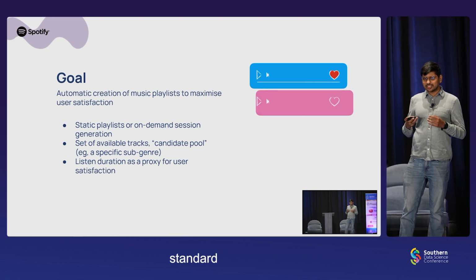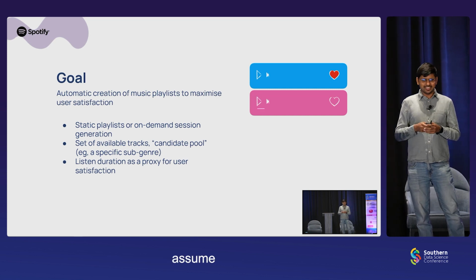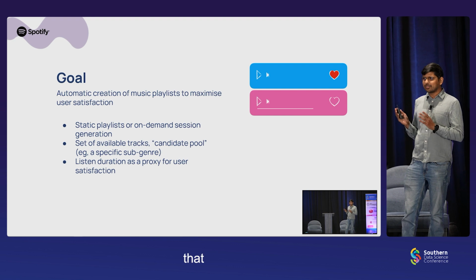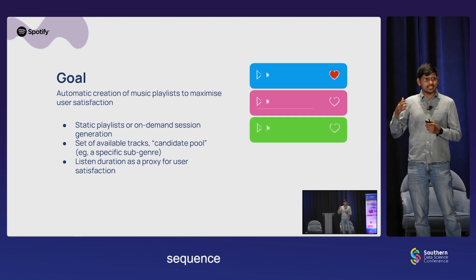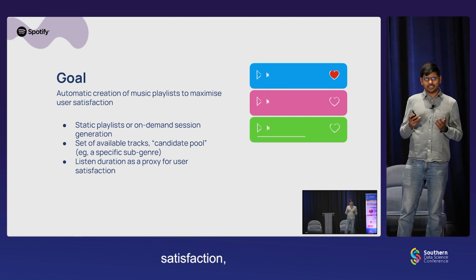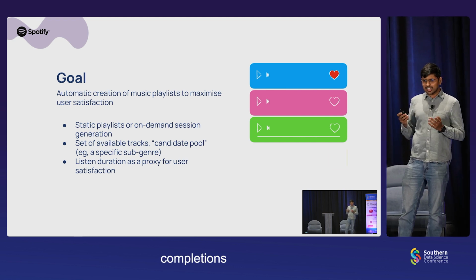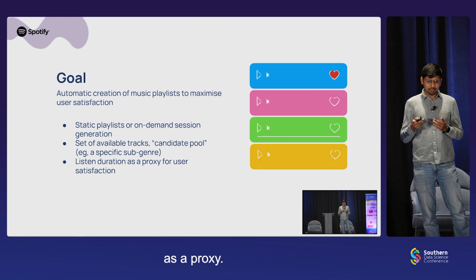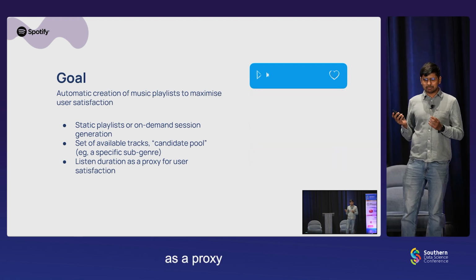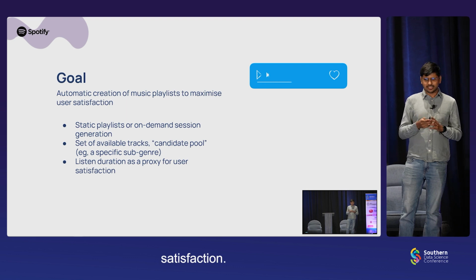So, like most standard recommendation systems, we assume that we have a smaller candidate pool of items, and from that candidate pool, we select and sequence tracks. Finally, for user satisfaction, we choose track completions as a proxy. I think this is incorrect, but yeah, we choose track completions as a proxy to measure user satisfaction.